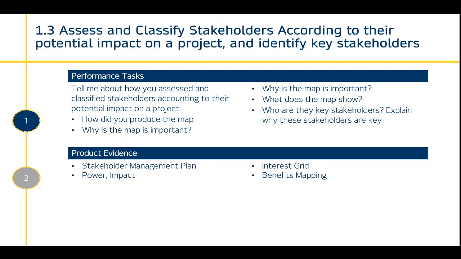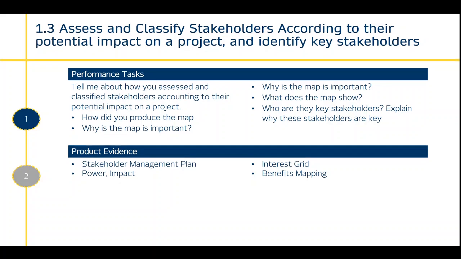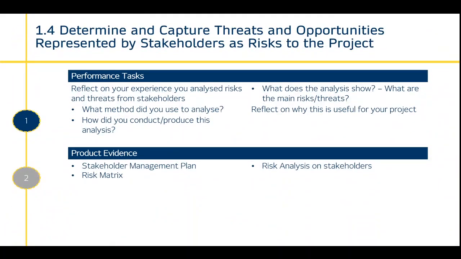The techniques you'll use will be quite varied. It will depend on your project and your organisation. Reflect on a time when you've assessed and classified stakeholders according to their potential impact on a project. How did you produce the map and why is the map important? What does the map show and who are the key stakeholders? Explain why these stakeholders are key. Product evidence would be a stakeholder management plan, a power impact interest grid, and benefits mapping as well could fit into this. 1.4: determine and capture threats and opportunities represented by stakeholders and risks of the project.